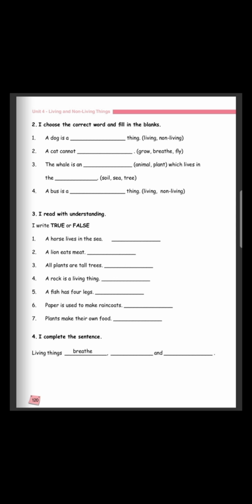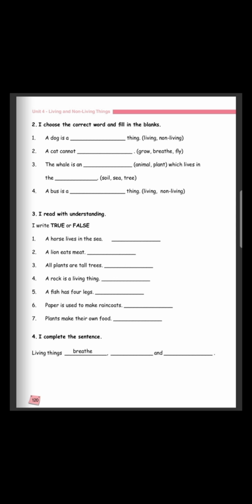Number 3. The whale is an blank. The whale is an animal or an plant. We don't say an plant. And of course, the whale is an animal. So the whale is an animal which lives in the first option, soil, la terre. Second, sea, la mer. Last, tree, les arbres. The whale lives in the sea. Very good. You cut off sea, you write.